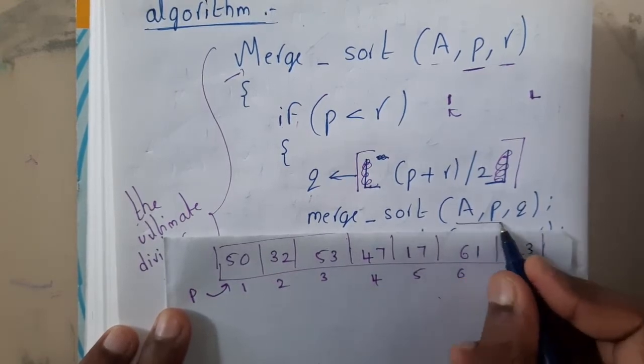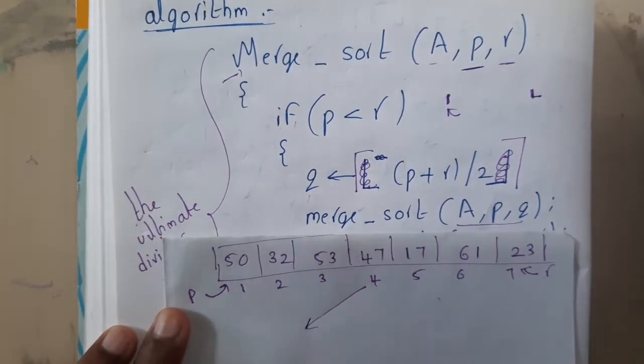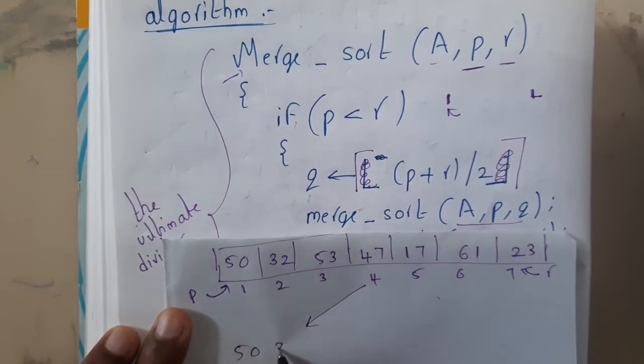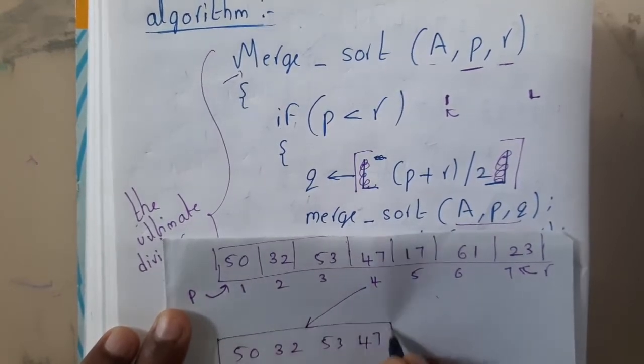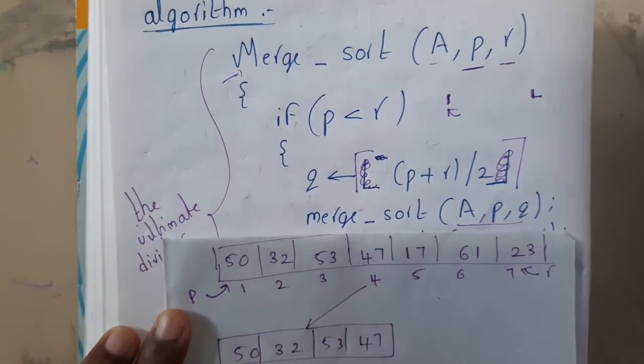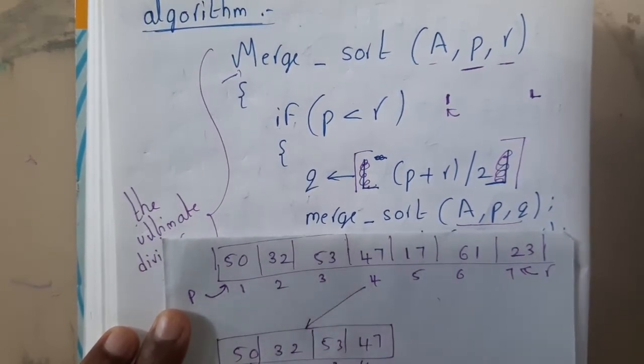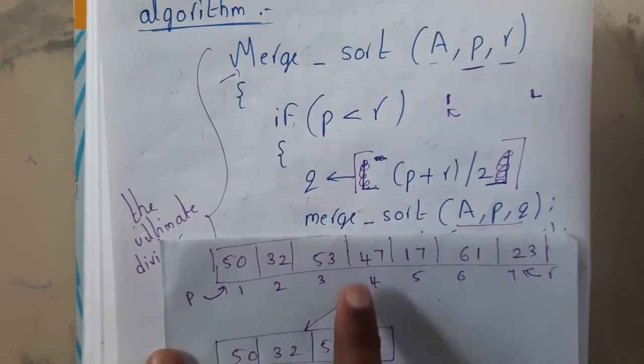So now what is the array, guys? It is indirectly the array from 50, 32, 53 until 47 only, right? Exactly, until Q only. That is 1, 2, 3, 4. Got it? So now I broke it.